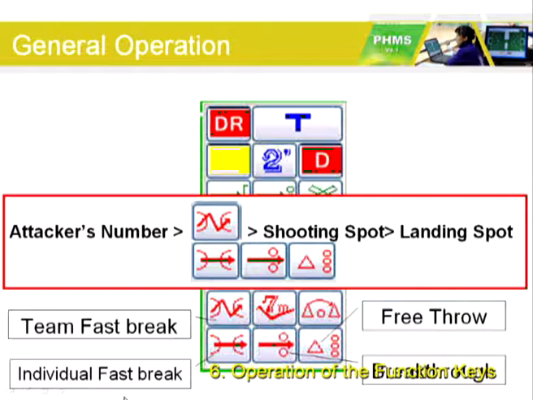First of all, the attacker's number, then the function keys. Next is the shooting spot of the attackers. Finally, the landing spot of the ball. We can show you the examples during our operation in our system.